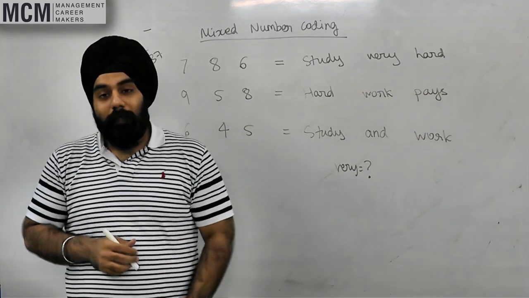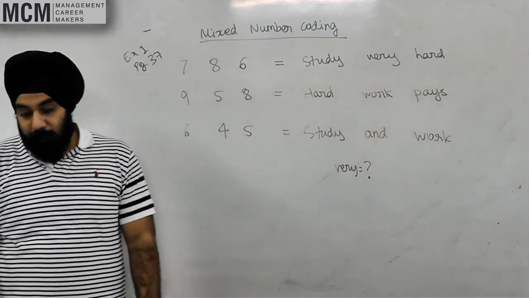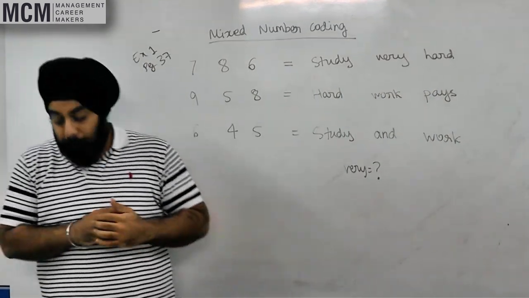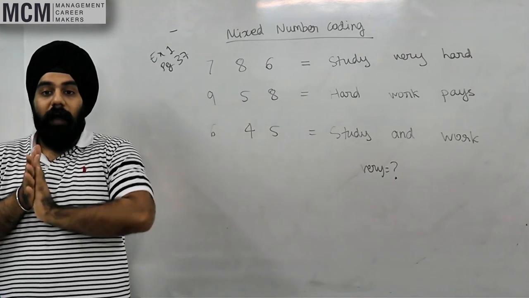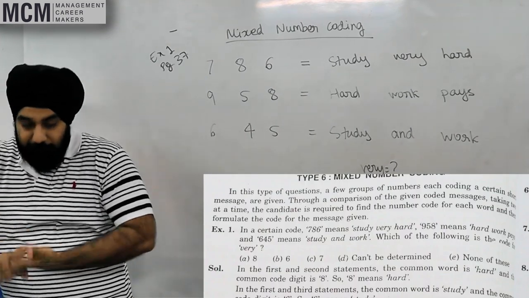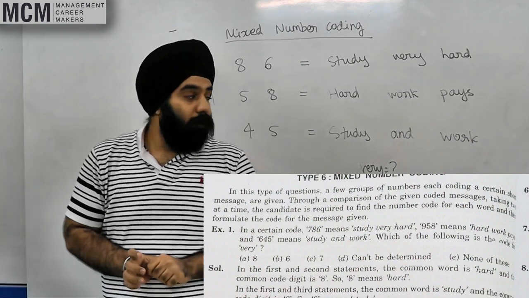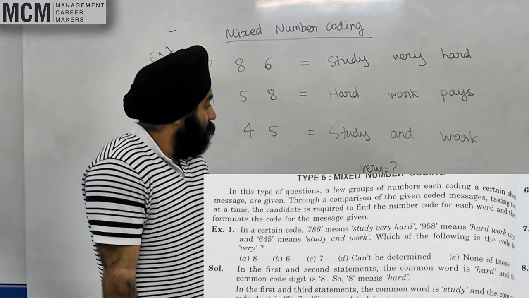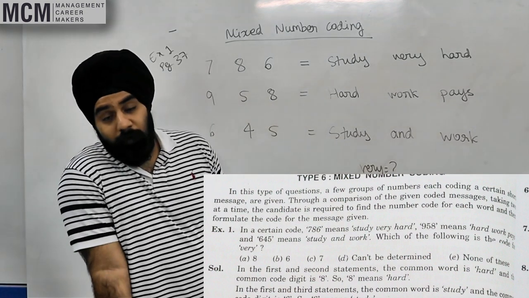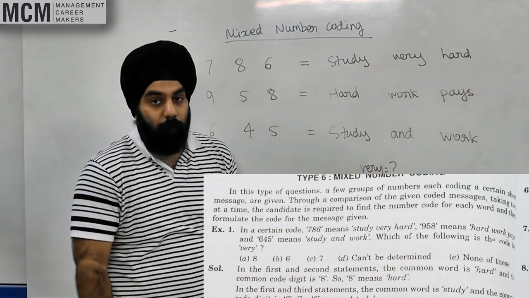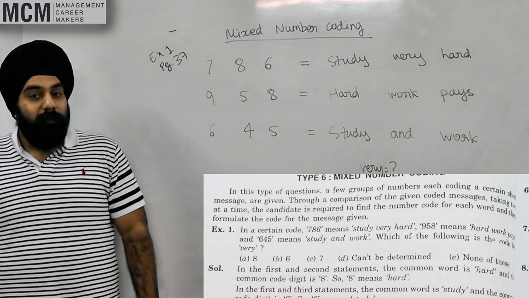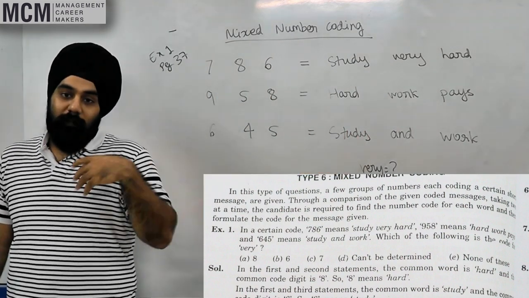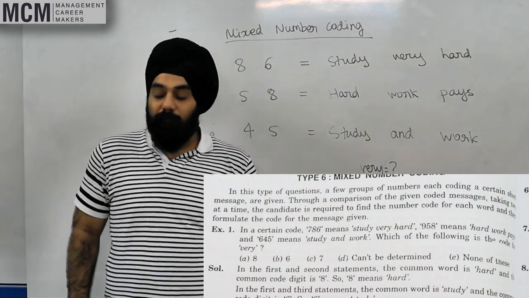Okay. So, very similar to what we previously did in mixed letter coding, we have mixed number coding. If you look at the first solved example on page 37, we have in a certain code, 786 means study very hard, 958 means hard work pays, and 645 means study and work. You need to find out what does the word very mean in the same code. Now please understand, it is not 786 is equal to study very hard; it is essentially 786 is coded as study very hard.